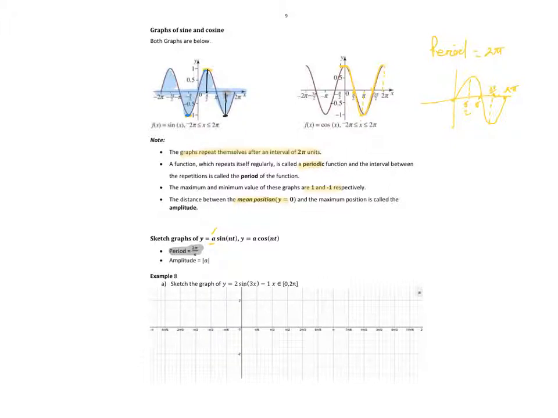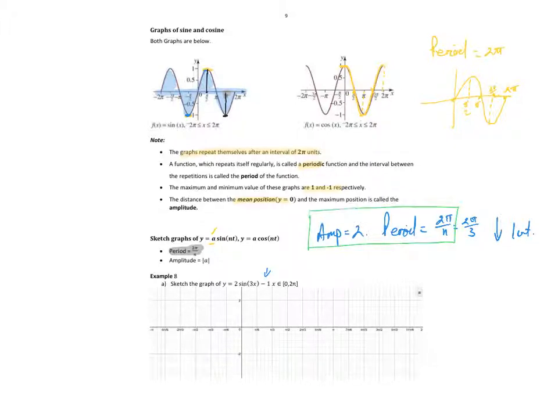So straight into it here. Let's have a look. So I've got an amplitude of 2. The period is equal to 2 pi on n, which is 2 pi on 3. And the -1 there, it's been shifted down 1 unit. Okay, so what I tend to do is we sketch amplitude and period in one hit, and then we move the graph up and down as required.